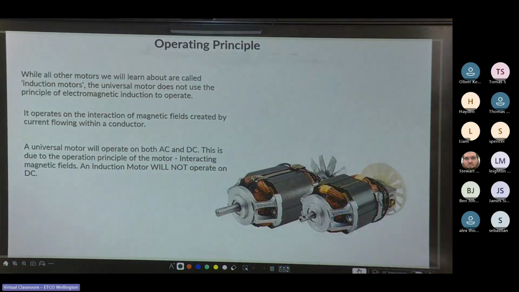Cool. So while other motors we will learn about are called induction motors, so those are the main type of motors we'll learn about. The universal motor does not use the principle of electromagnetic induction to operate. It operates on the interaction of magnetic fields created by current flowing within a conductor. A universal motor will operate both on AC and DC. This is due to the operation principle of the motor interacting magnetic fields. An induction motor will not operate on DC.